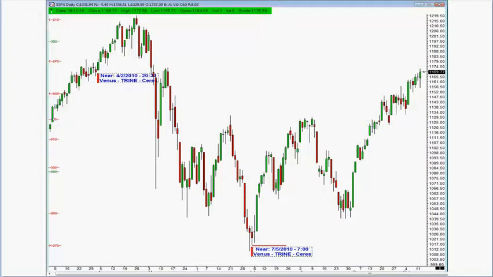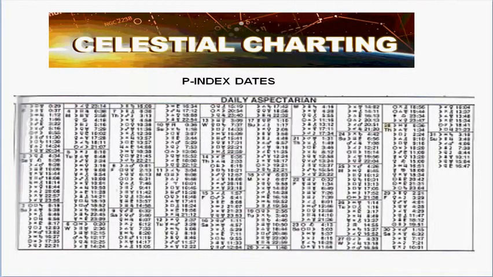Now, again, here is the daily aspectarian, and I'm going to switch over to P-index dates because, as you saw in the beginning of the program, we had a number of P-index dates occurring, small and large. When I mean small and large, it's simply if you had an aspectarian and you were to count the number of aspects laid out here, if you typically had 3 or less or 14 or more, that would tell you that that's a day you need to pay attention to.